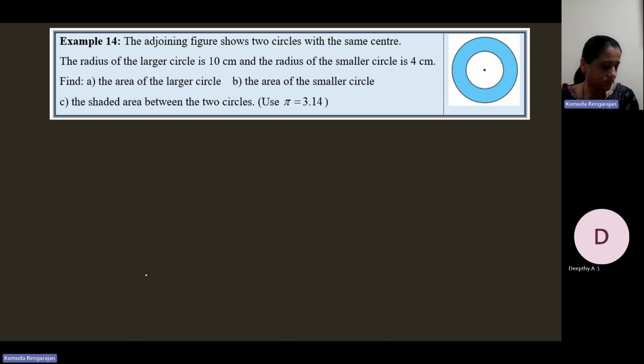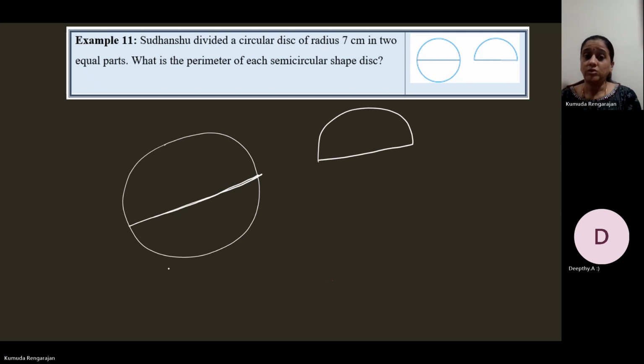These are direct questions. What is the perimeter of each semicircular shaped disc? So find the answer for one semicircular disc. Supposing you get 10 or whatever, you must say the perimeter of each semicircular shaped disc is equal to 10 centimeters. Whatever answer, I'm just saying 10. You don't have to multiply it by 2. Find the perimeter of each one. So you can just find the perimeter of one semicircular shape and leave it there.